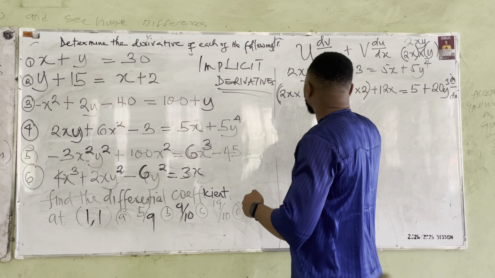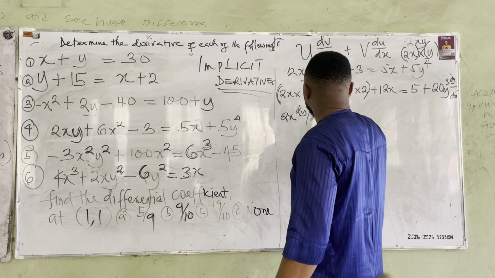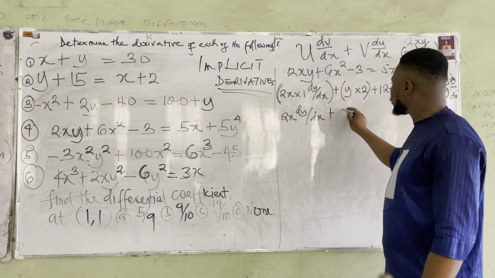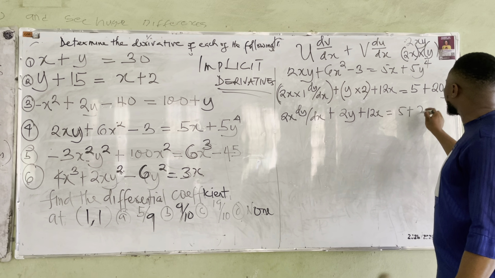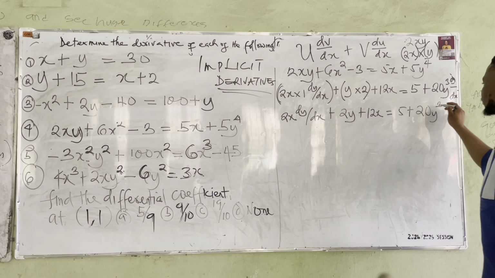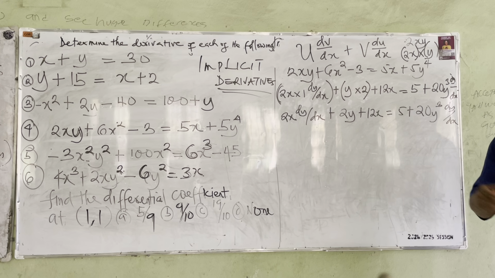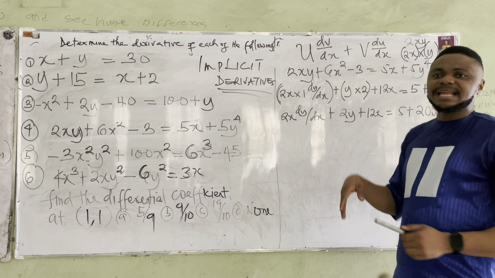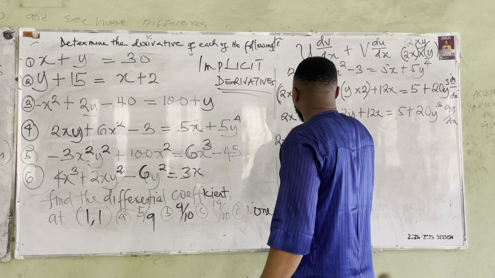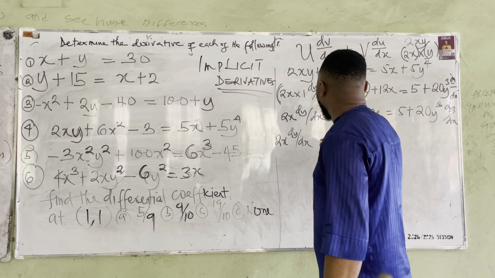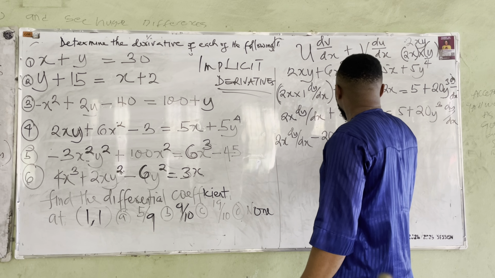Alright, so 2x times 1 dy over dx will give us 2x dy over dx, plus y times 2 is what? 2y, plus 12x equals to 5 plus 20y cubed dy over dx. So what do we do? We bring everything that has dy over dx on the left hand side. So this will be 2x dy over dx. If we move this 20y, it will become minus 20y cubed dy over dx.